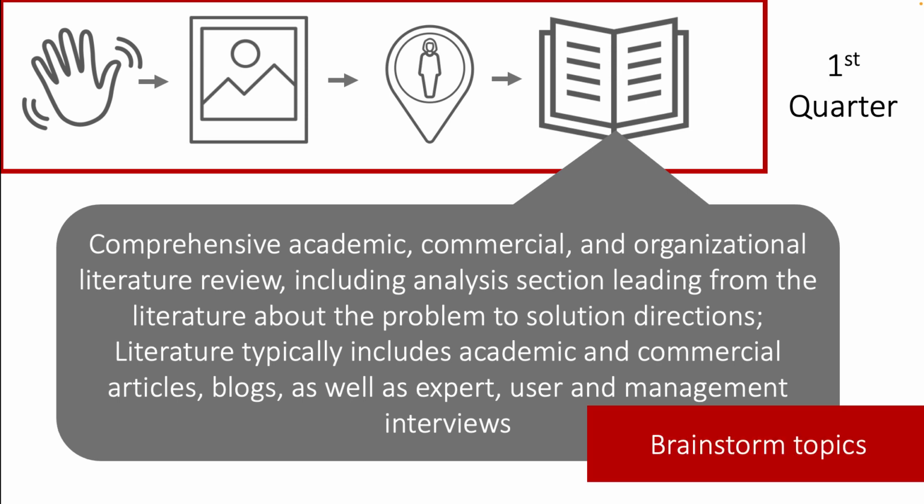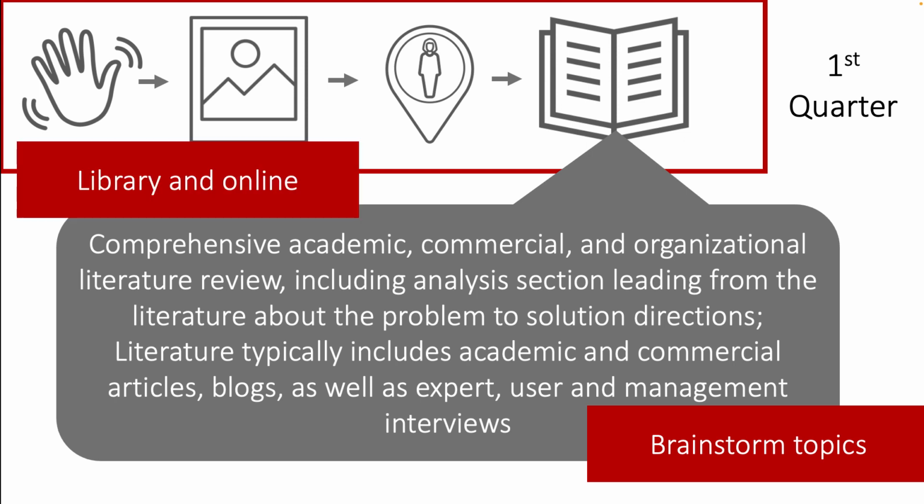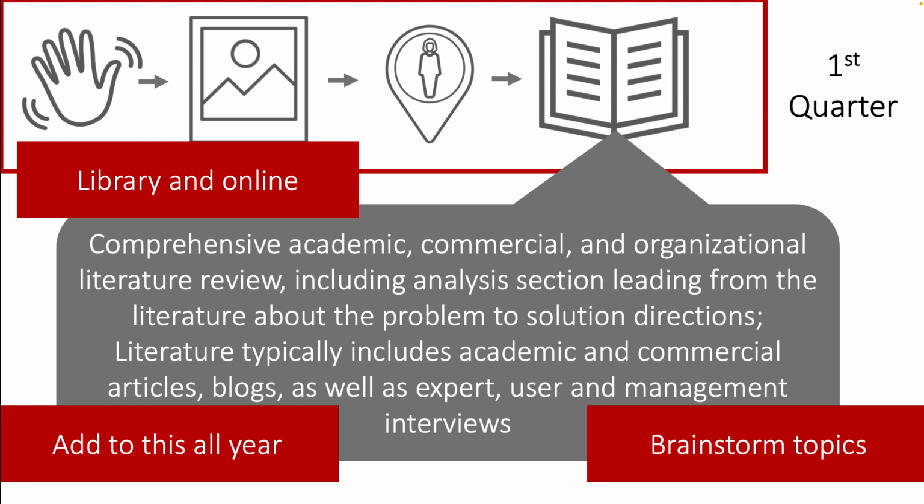The first thing you do with the lit review is brainstorm topics, like what are going to be important topics for you to learn related to this project. And then you do library and online searches. That's going to be important to look at what other people are saying about this problem, how other people have approached it, and what else is important to consider. And then we're going to be adding to this lit review all year long.